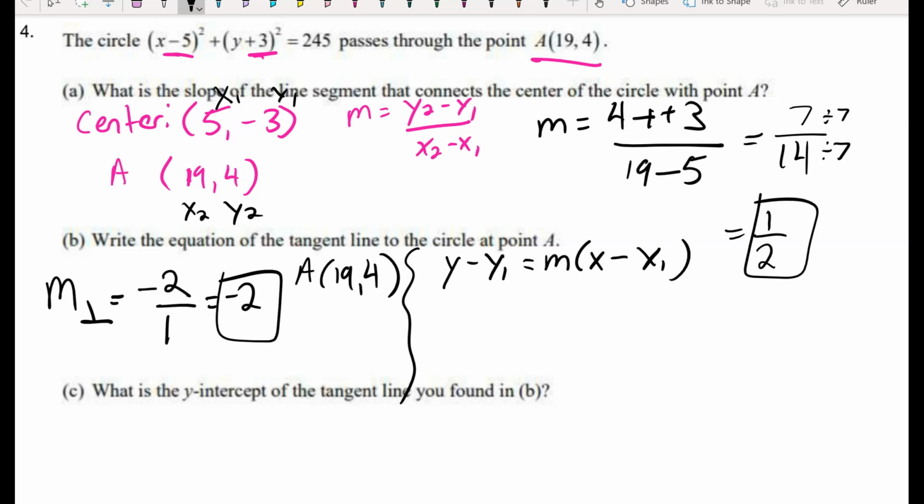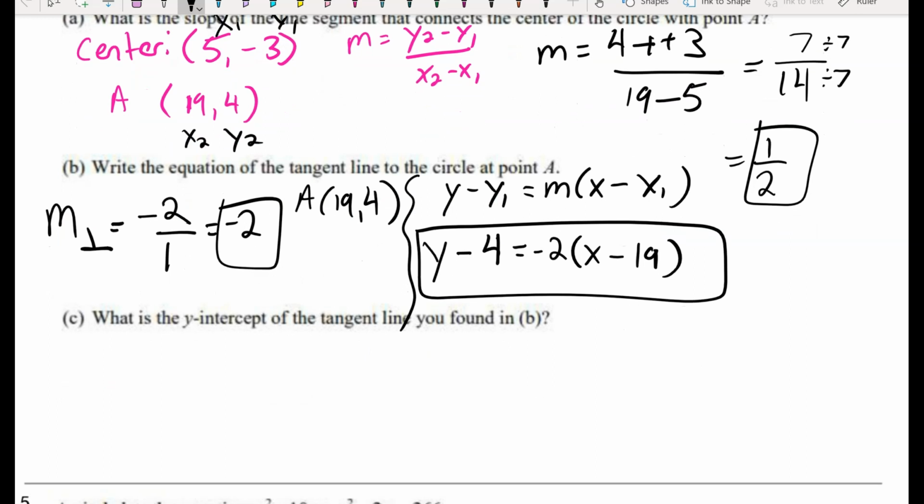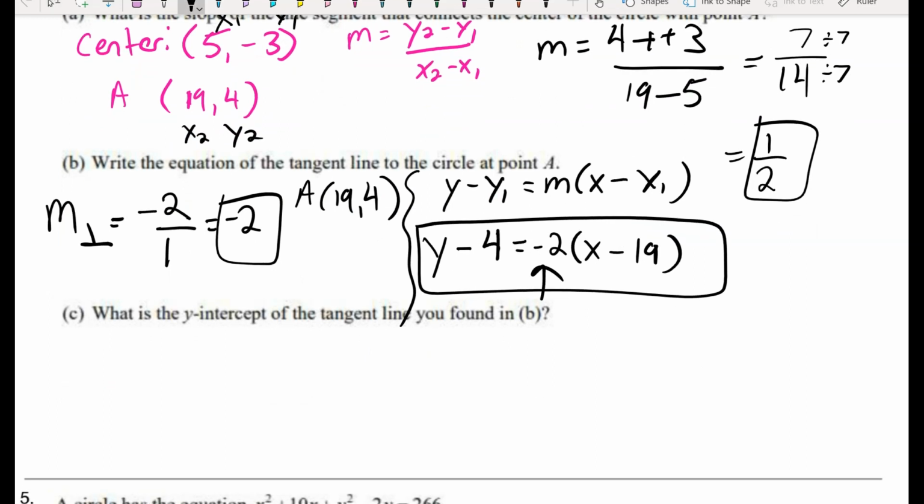I'm going to start making my substitution. So y stays as y, minus my y-coordinate of the point on the line is 4, my slope is negative 2, x stays as x, and my x-coordinate that's on the line is 19. So that represents the equation of my tangent line because it has a negative reciprocal slope to my radius, and it passes through the point (19, 4).